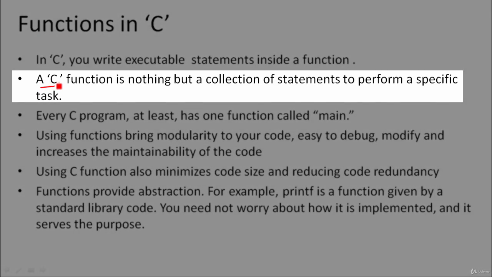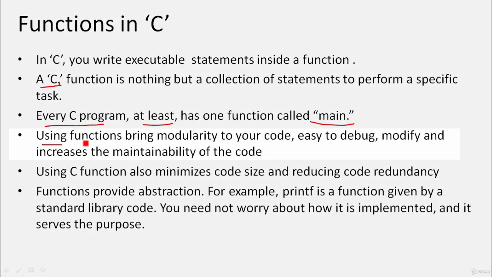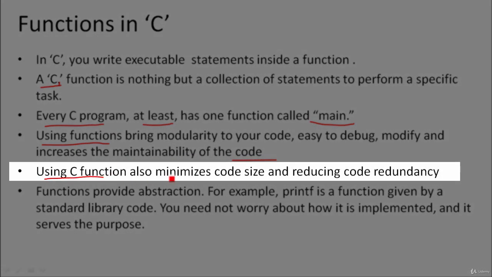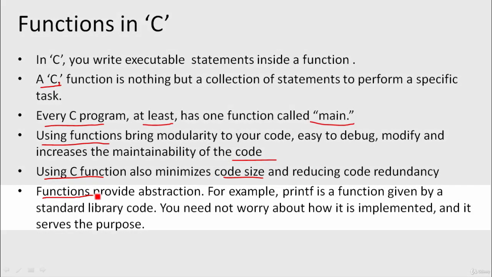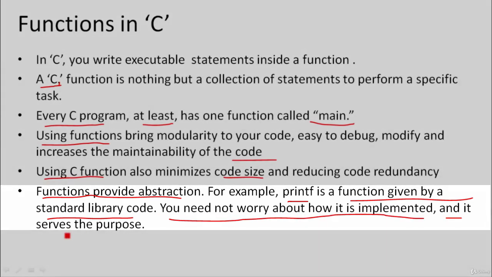In C, a function is nothing but a collection of statements to perform a specific task. Every C program has at least one function called main. Using functions brings modularity to your code. It is easy to debug, modify, and increases the maintainability of the code. Using C functions also minimizes code size and code redundancy. Functions provide abstraction. For example, printf is a function given by the standard library code, so you need not worry about how it is implemented, and it serves your purpose, right?